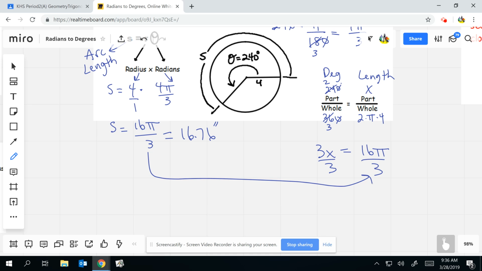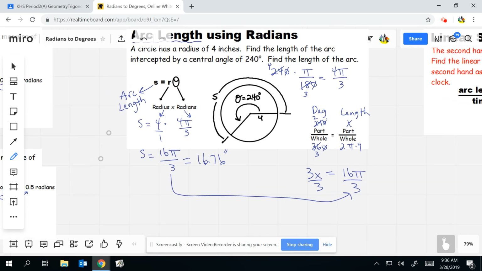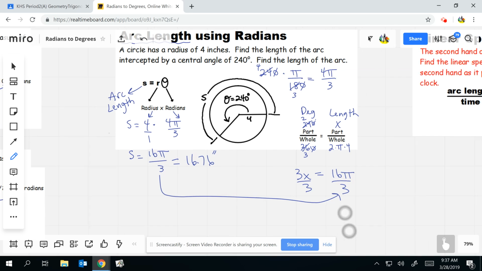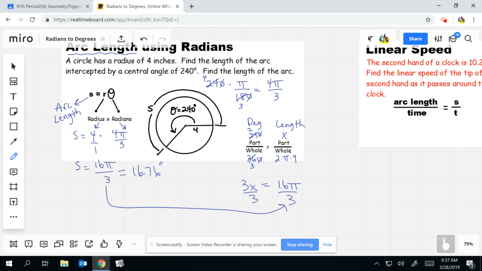Whether you did it with your geometry method or you did it using the radius times the radians, you can do either one. If you just know that an arc length is how many radians you have of that radius length, then you can just multiply them together to get the arc length. Or if you want to do the proportion and compare your degrees with your length, you can do that too. So that is one part. That's your arc length.